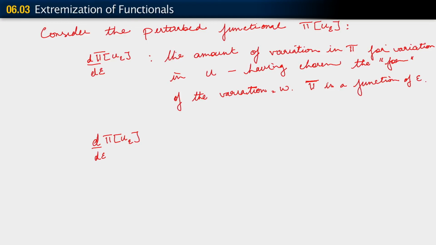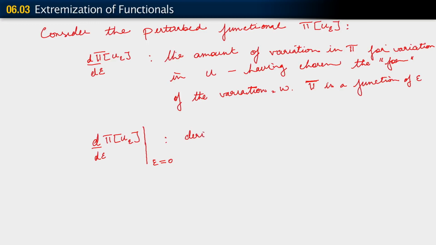All right, so let's get back to it. We want to know how pi varies with u, but right around the actual value of u. Well, that can be delivered for us if after computing this derivative of pi with respect to epsilon, we simply set epsilon equals 0. Because after all, epsilon equals 0 makes u sub epsilon the same as u. So here we have it, right?